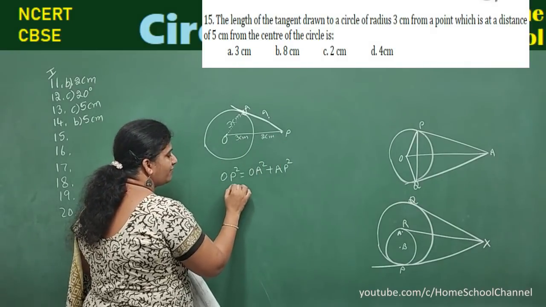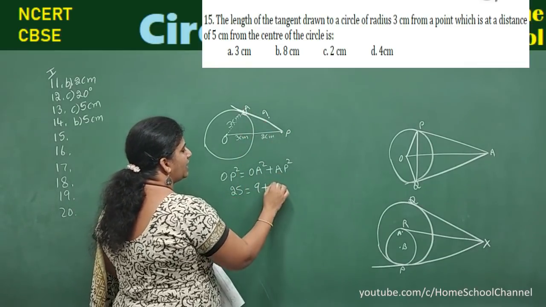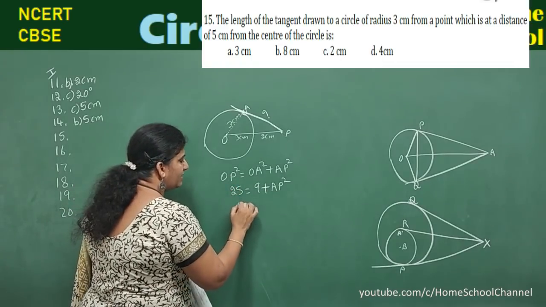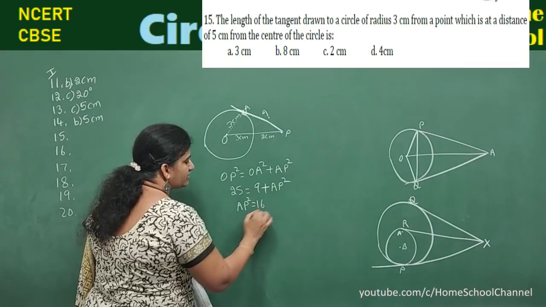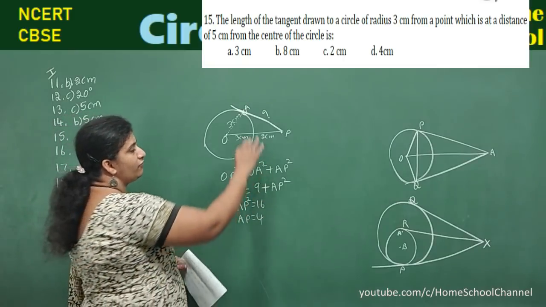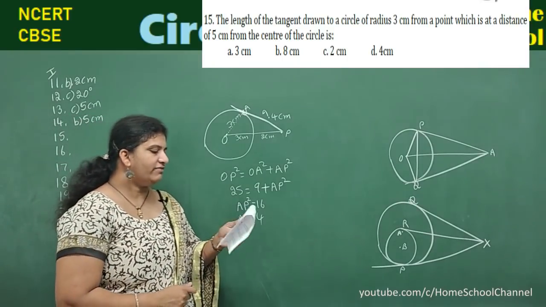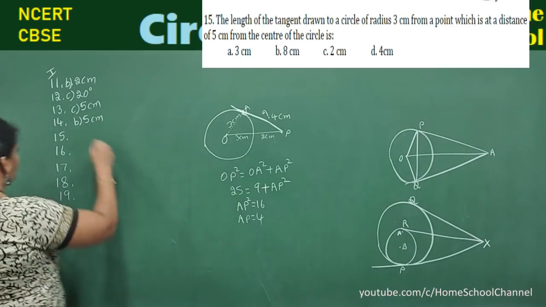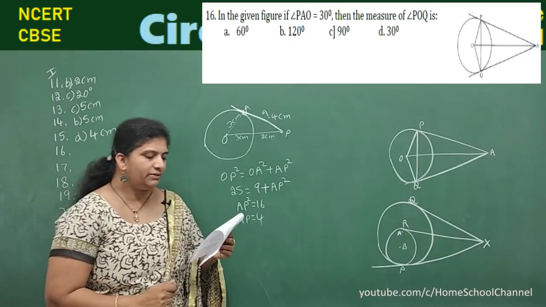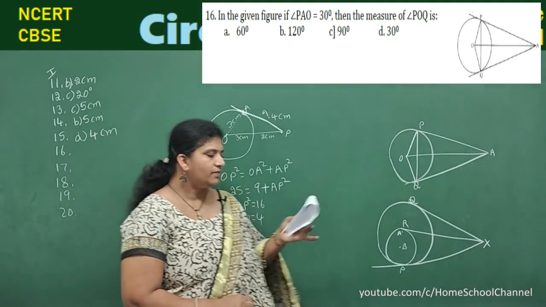OP 5, 5 5s are 25. OA 3, 3 3s are 9. AP, I don't know AP. Bring this 9 this side. 25 minus 9 will be 16. AP square is equal to 16. AP is equal to square root of 16. It is 4. Therefore, length of the tangent is 4 centimeters. Okay, where is your answer? Option D. Option D, 4 centimeters. 16th problem, in the given figure, you can observe the figure there.